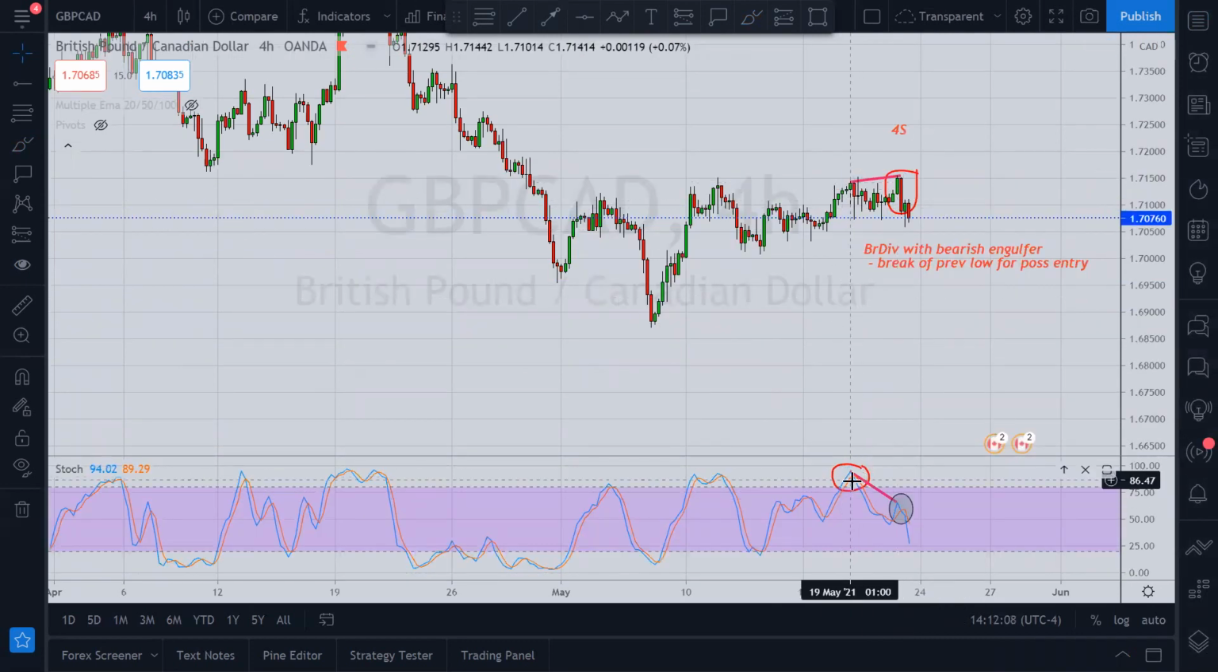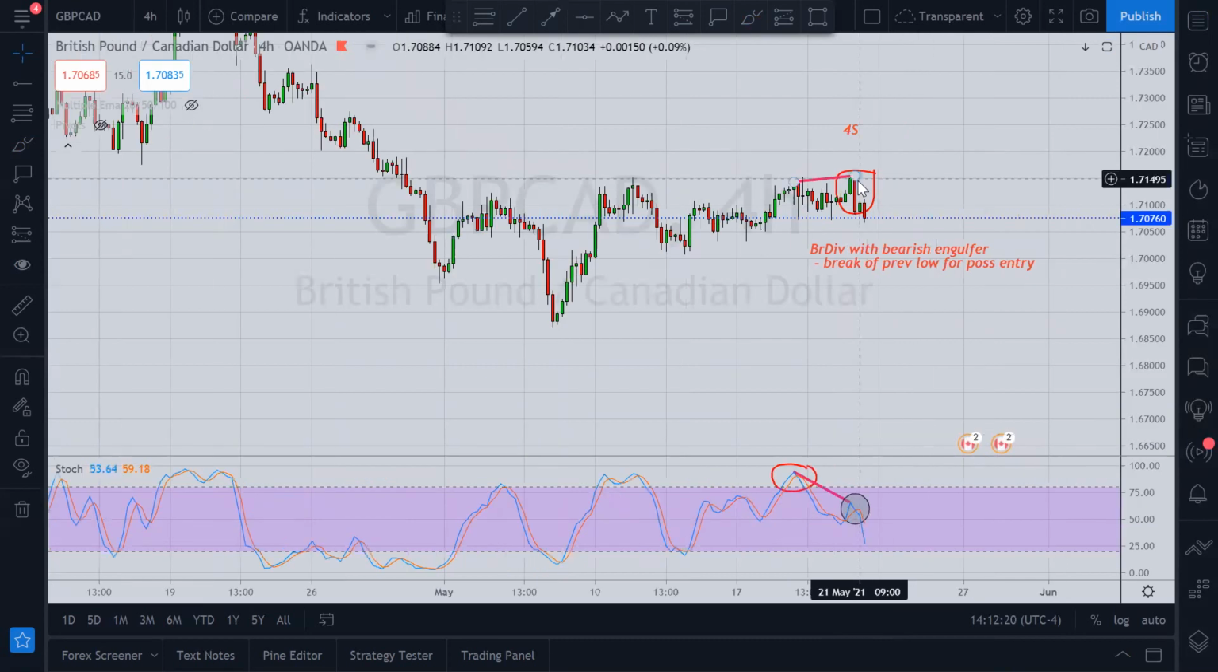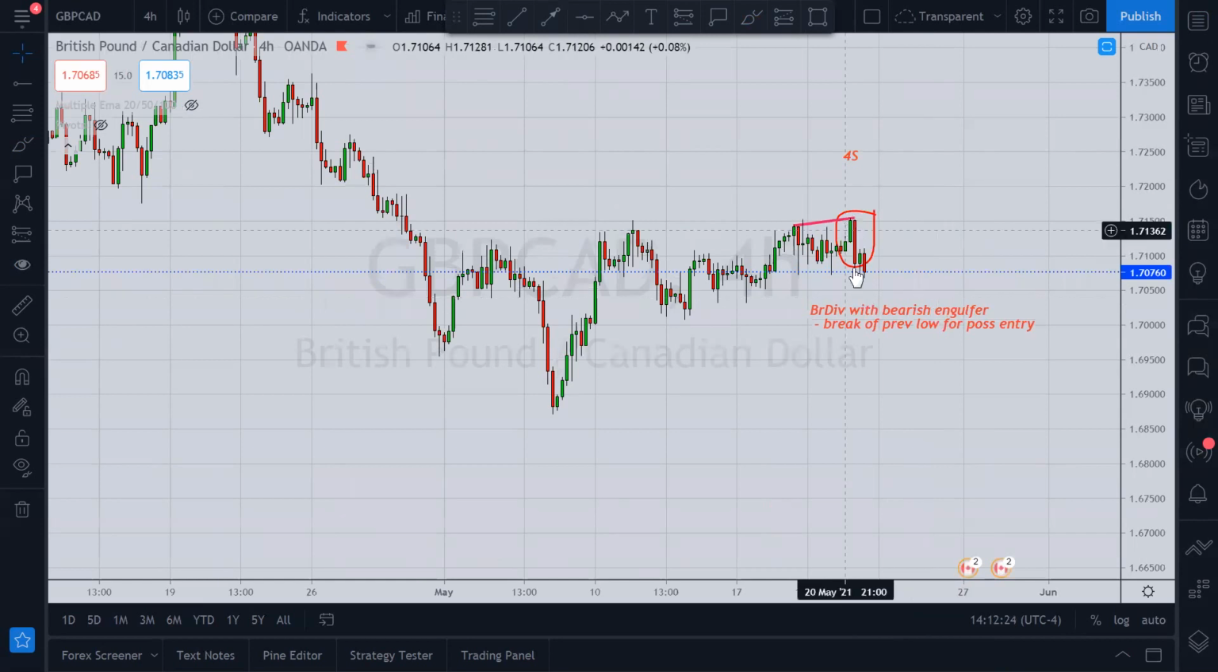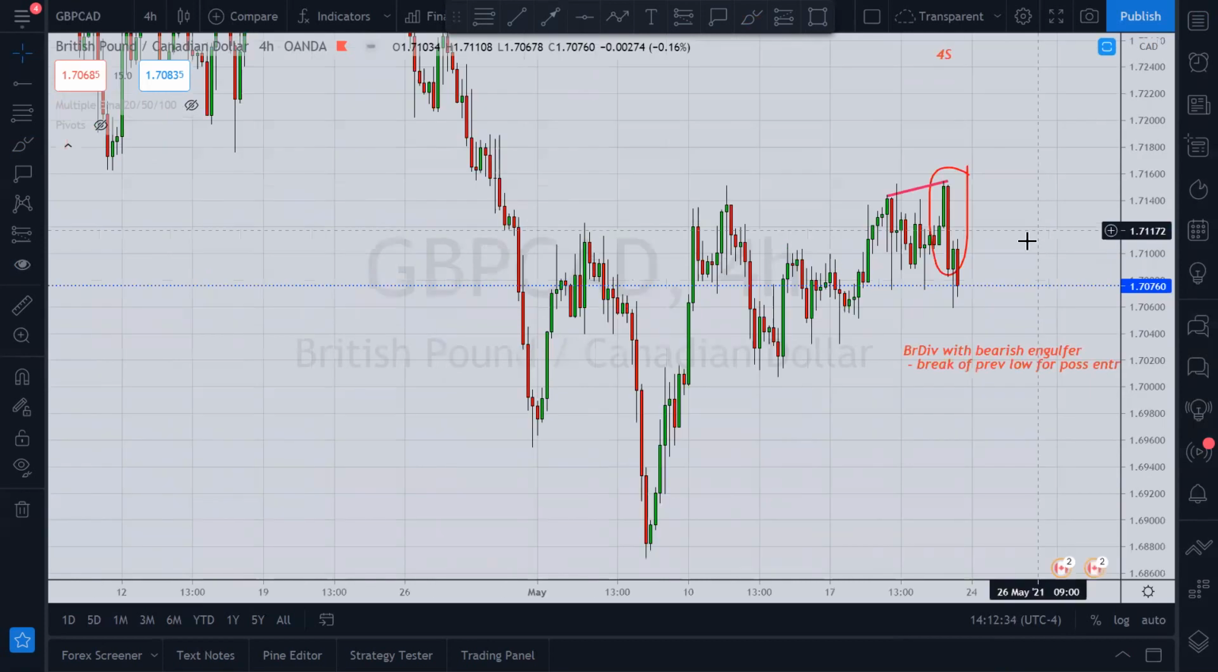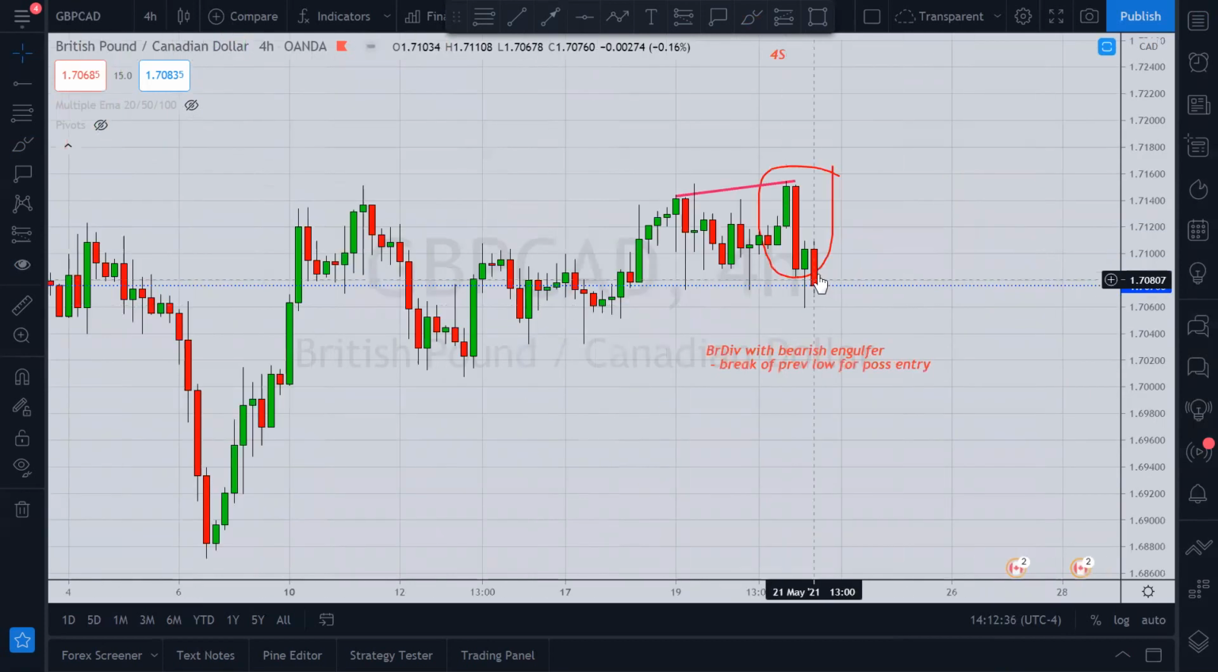Boom. You can see how this was overbought on the stochastics, and it created divergence. I love when it creates bearish divergence, right? And you see, we had this bearish engulfer form, and this is one of my criteria for entry. All right, so we are pretty close to the entry area still. So I'll be looking for a good price to get in once the market opens.